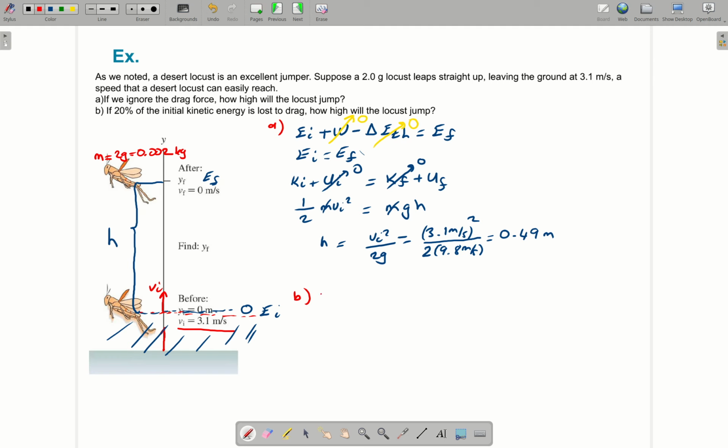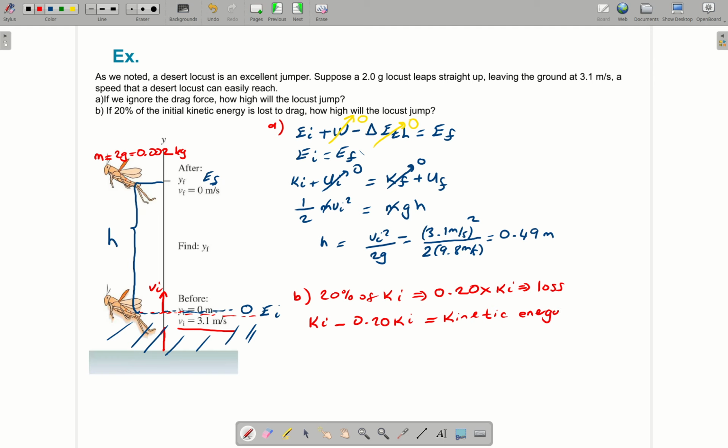Now, 20% of kinetic energy, you guys know how we find 20%. We just multiply it by 0.20 times the kinetic initial. That much is lost. That means we'll calculate the kinetic energy and take away the 20% of it times that. That will be the kinetic energy left.